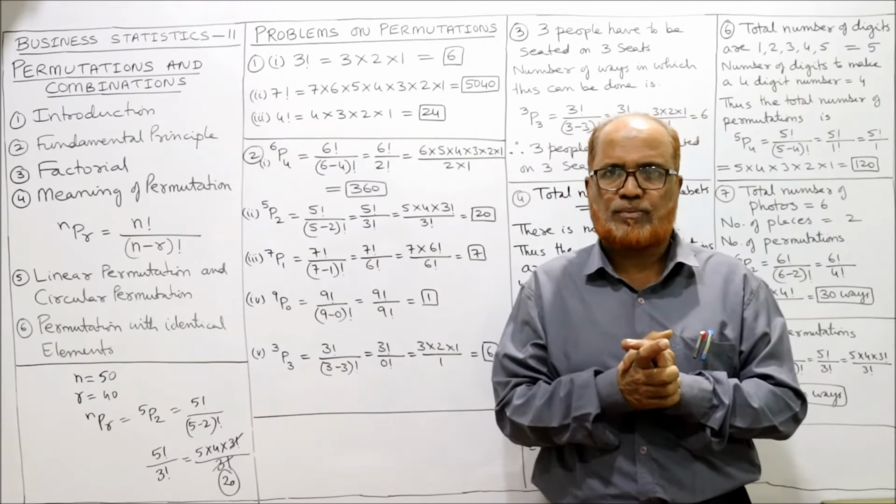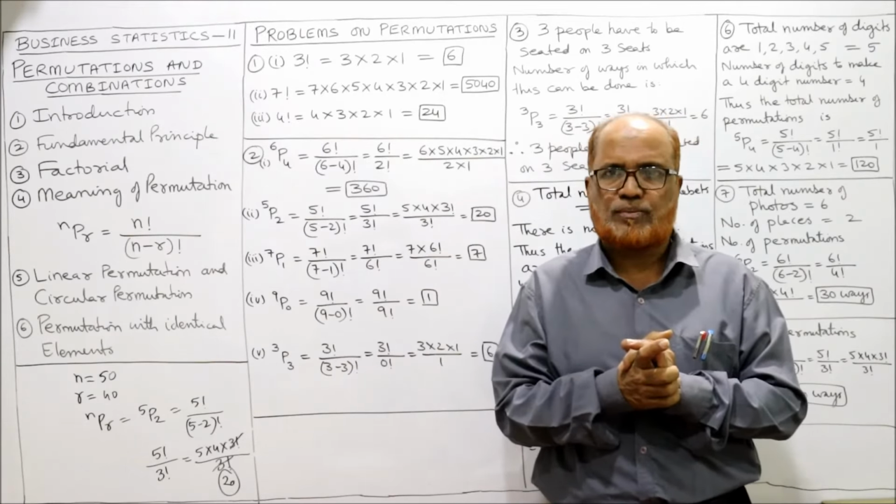3 factorial means 3 into 2 into 1. 3 twos are 6, 6 ones are 6. That's it. Similarly, 7 factorial, 7 into 6 into 5 into 4, 3, 2, 1. Multiply from 7 to 1, you will get 5040. 4 factorial, 4 into 3 into 2 into 1, 24, that's all. This first problem is mainly to get acquainted with the expansion of factorial.